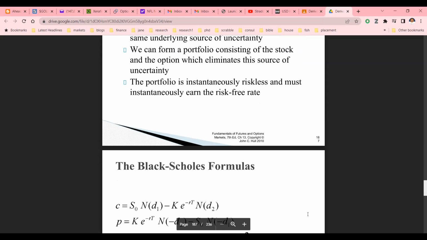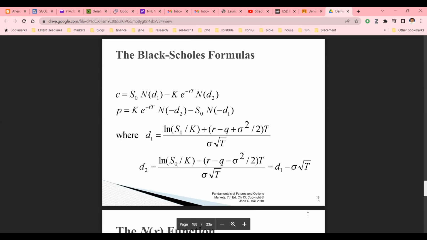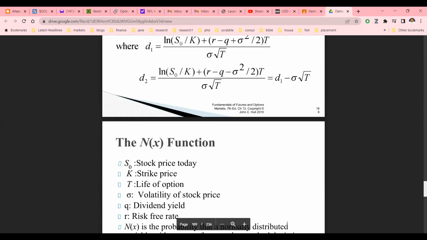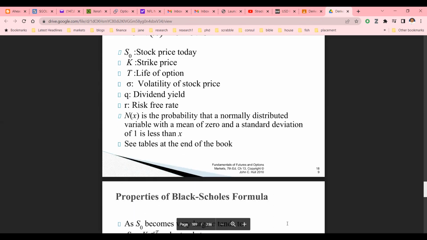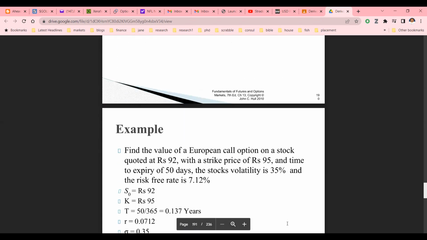So this is the Black Scholes formula. Am I correct? Yes. Most of these things can be calculated easily in Excel. Have you calculated in Excel before? Yes. Okay, so you guys know how to do it. So no problem. So this is familiar to you.